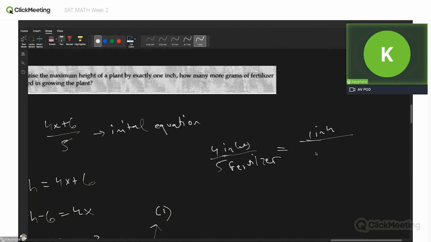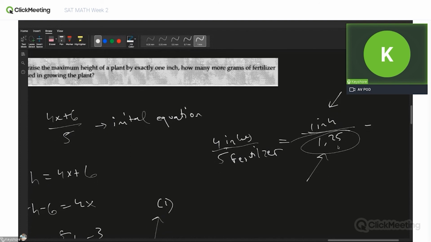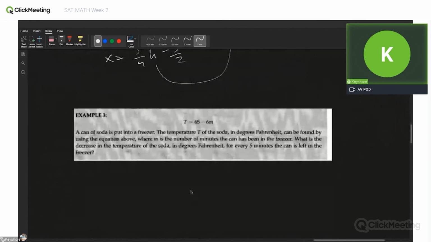So if I divide by 4, we get 1 inch over 5 divided by 4 is 1.25. And that's 0.8. So to get 1 added inch of maximum height, we have to add 1.25 grams of fertilizer. So that's the answer. This is a much easier way to look at it than this, but either way works.